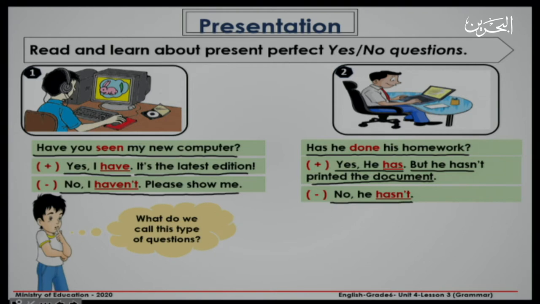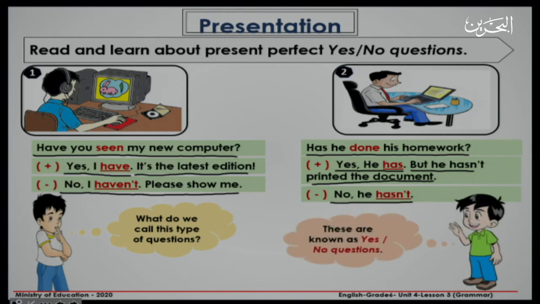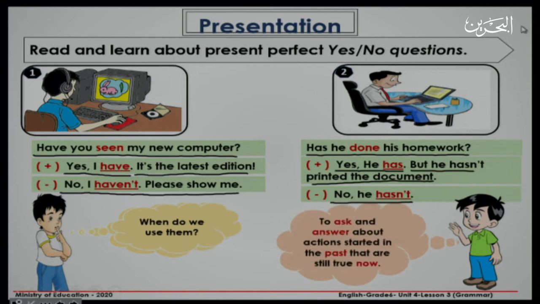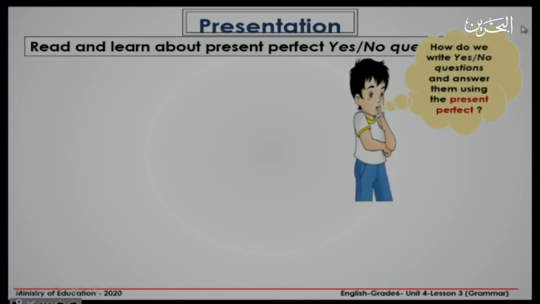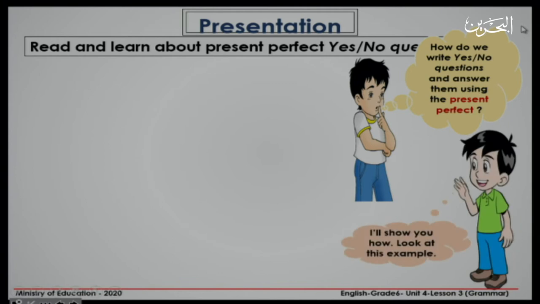What do we call this type of questions? These are known as yes-no questions. When do we use them? We use them to ask and answer about actions started in the past that are still true now. Now let's read and learn more about present perfect yes-no questions. How do we write yes-no questions and answer them using the present perfect? I will show you how.